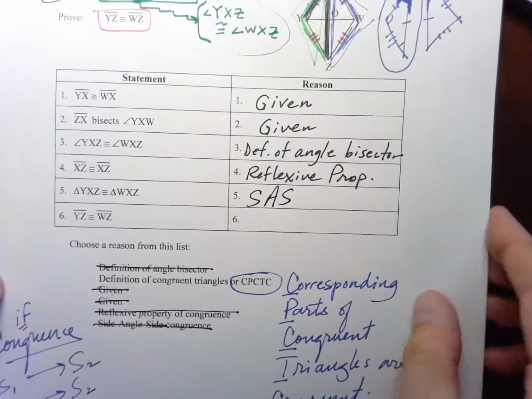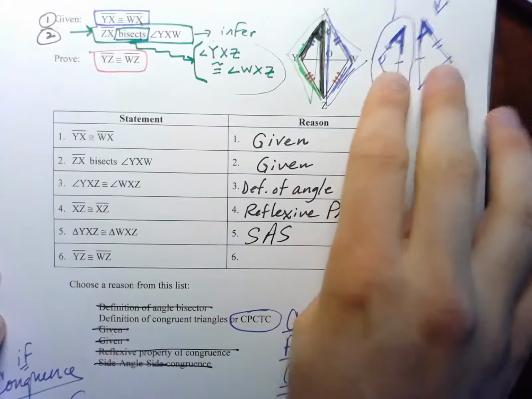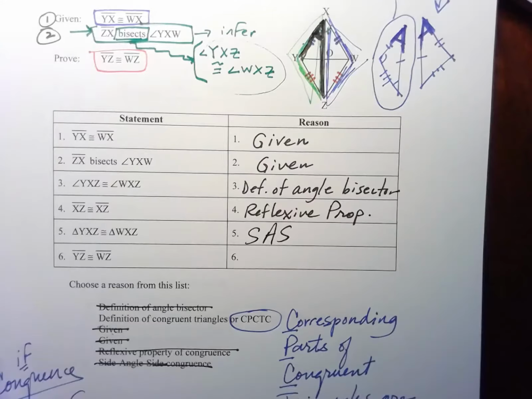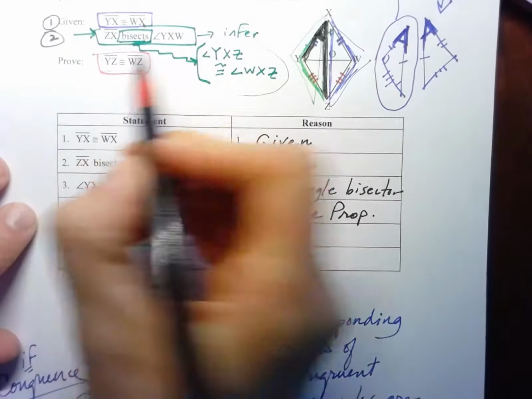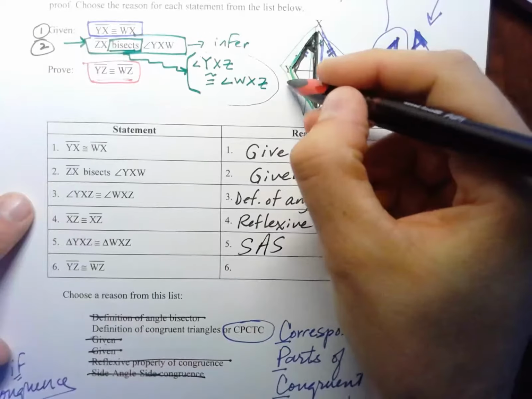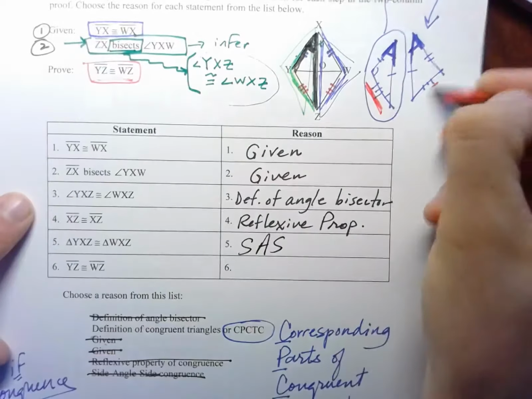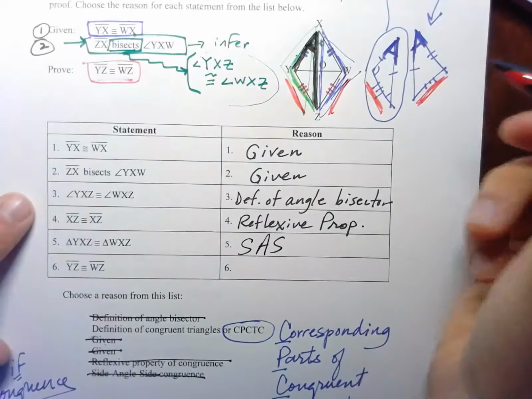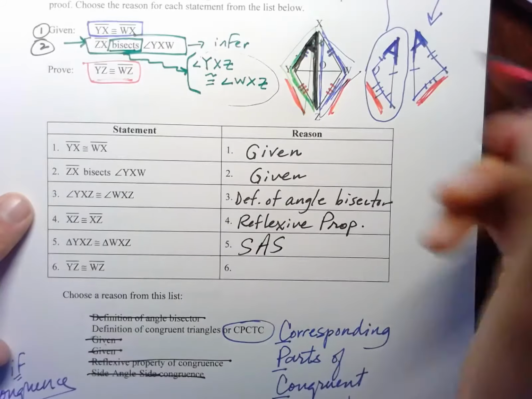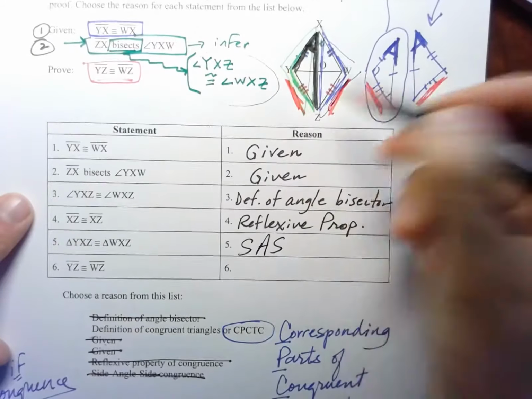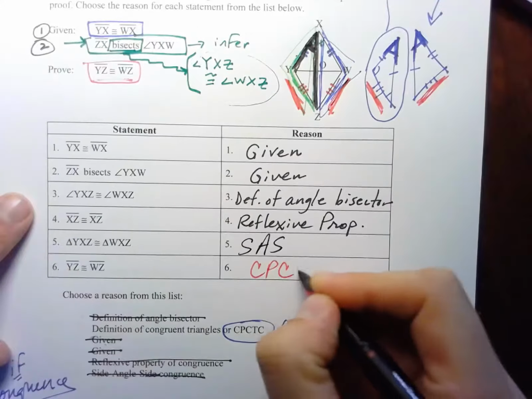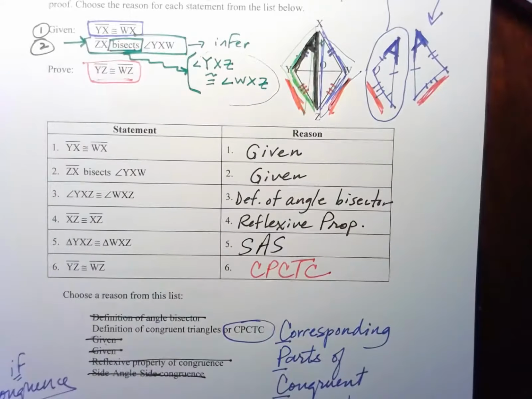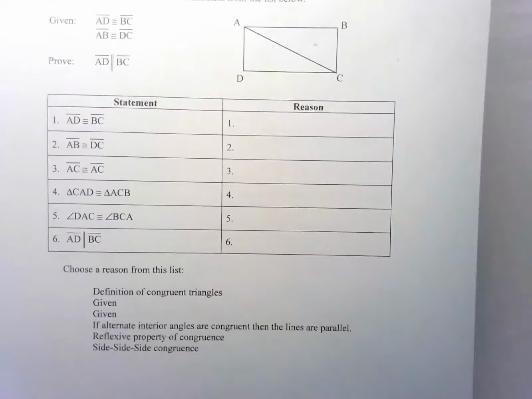Okay? So because we've shown that the two triangles are congruent here, then we can jump to our proof statement, YZ, because again we're trying to show those congruent, right? YZ and WZ down here. But if we know that the whole triangle is congruent, then we can say that that part is congruent to that part because of CPCTC.